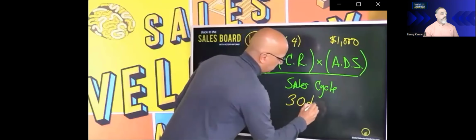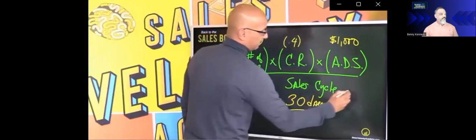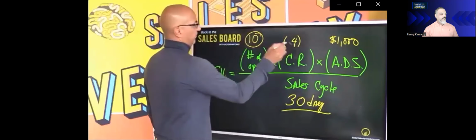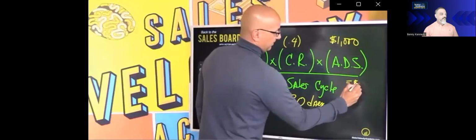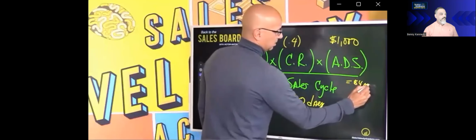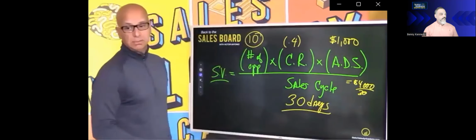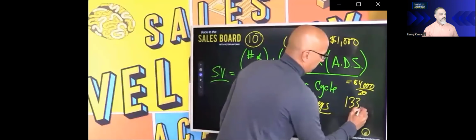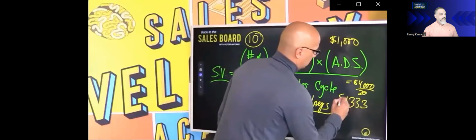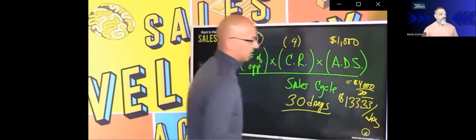Benny, help me here in case I can't get my math right. So 10 times 0.4 is 4. 4 times 1,000 is 4,000, divided by 30. What is that, Benny? 133.3. 133.33. Okay. Per day. That's your sales velocity.